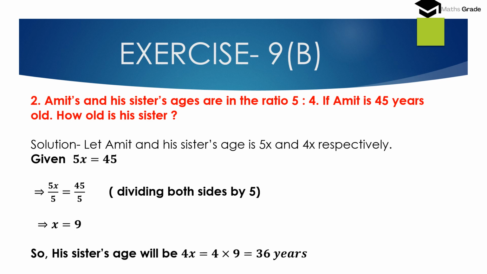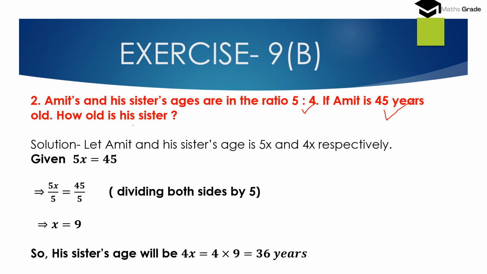Now we solve question number 2. Question number 2 is: Amit and his sister's ages are in the ratio 5:4. If Amit is 45 years old, then how old is his sister? We have to find Amit's sister's age. So here let the age be x. So Amit's age will be 5x.